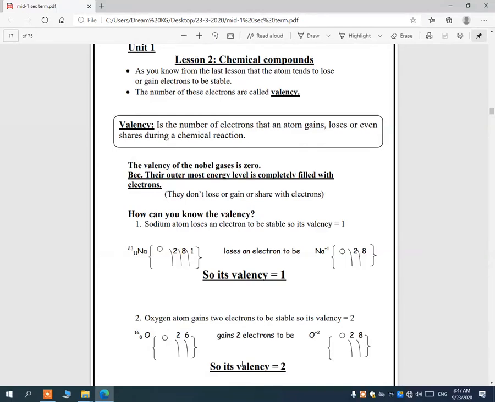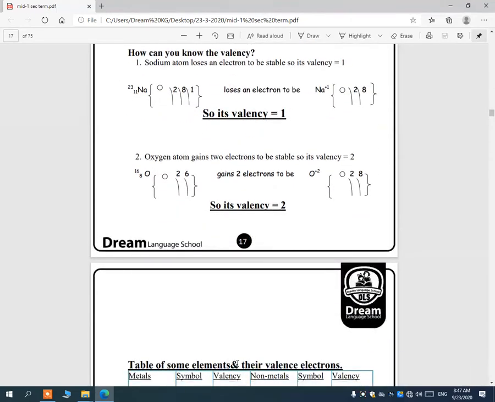First, we have the sodium atom, which is a metal. The sodium will lose an electron from the last level to be stable. So, its valency will be 1. Why 1? Because it loses 1 electron. Another example is oxygen. The oxygen atom gained 2 electrons, so the valency will be equal to 2.